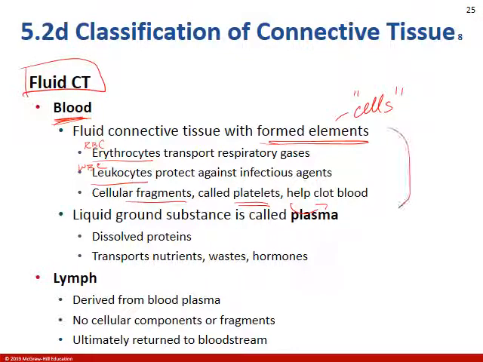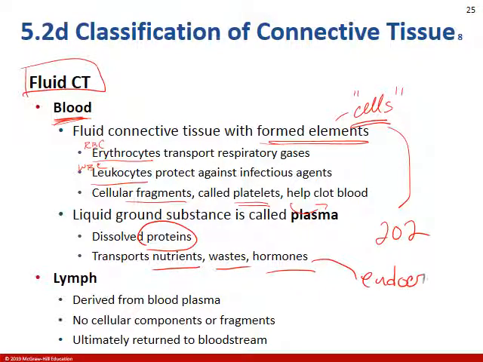A lot of this information we're not going to cover again until we get to 202, but you should realize that blood is a type of connective tissue and that it's going to have proteins in it. It's going to have cells in it. And it's going to carry all of our nutrients, our waste, and our hormones. Remember when we talked about endocrine glands? They secrete hormones into our bloodstream.